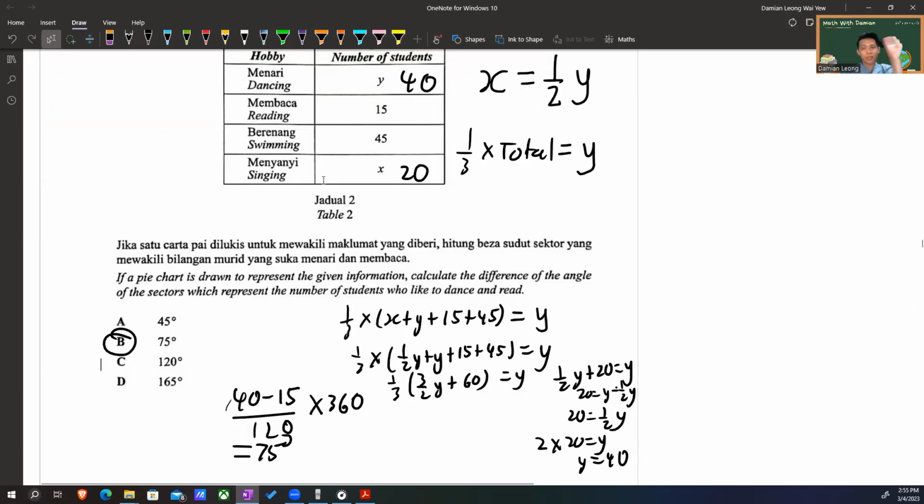Okay, the way you count can be slightly different. But once you find x and y, how you convert it to angle is actually up to you. You can even find the angle for dancing, the angle for reading, and then minus. You will get the same thing. So that is up to you.